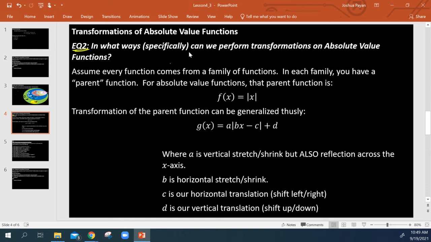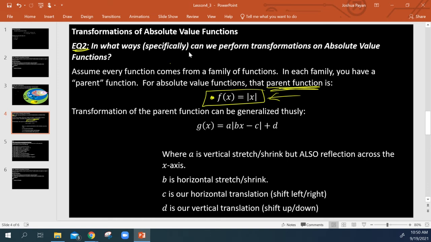Okay, so this is the real big part of the lesson. Really simple, right? But this is where we start doing what I call functional analysis. So we analyze functions, and the first kind of function that we're going to analyze is the absolute value function. This right here is the parent function of the absolute value function, meaning it's the most basic of its type. If we assume every function comes from a family, in each family you have the most basic type, namely the parent function.